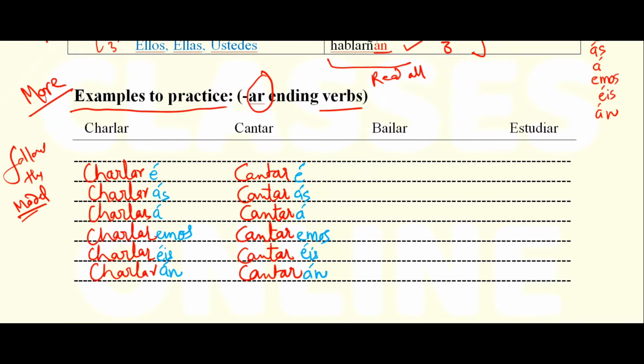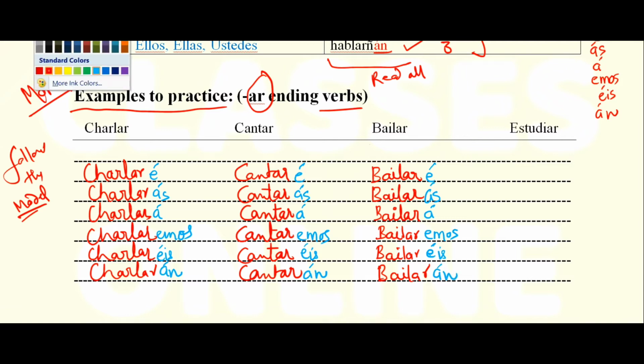This is cantar. Now the third verb in the example is bailar. Bailar means to dance. So copy bailar 6 times. Okay, fine. Now I'm adding suffixes again: é, ás, á, emos, éis, án.